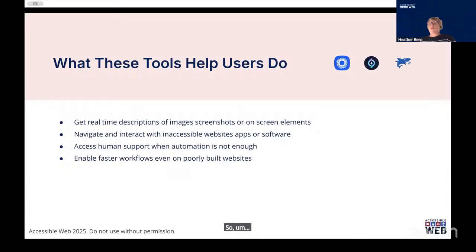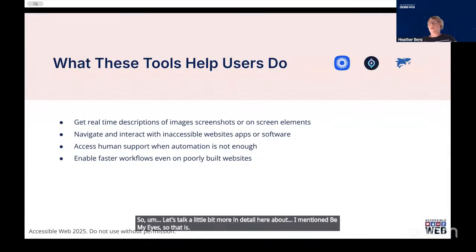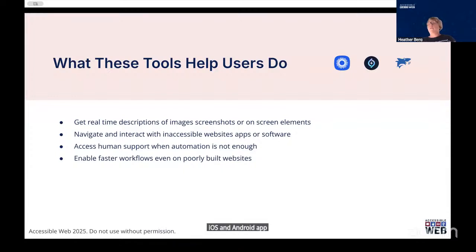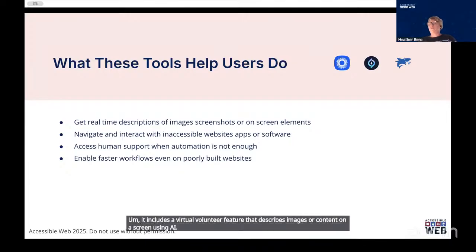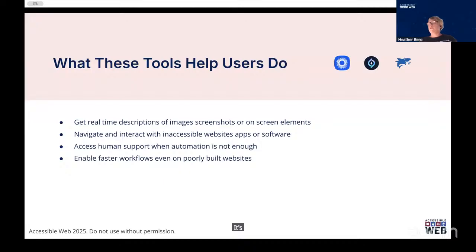So let's talk a little bit more in detail here about Be My Eyes. That is an iOS and Android app, and more recently, a Windows desktop app is available. It includes a virtual volunteer feature that describes images or content on a screen using AI. It's helpful for identifying product labels, reading digital interfaces, or exploring things that a screen reader may not be able to reach.